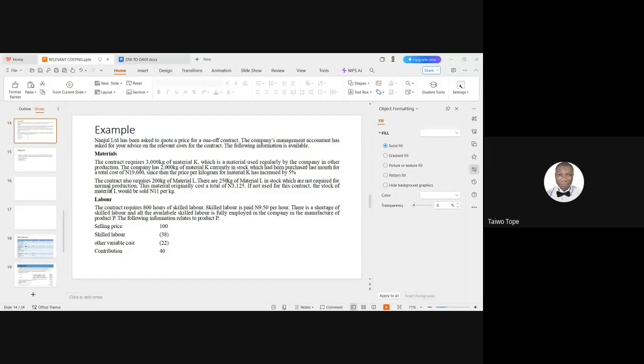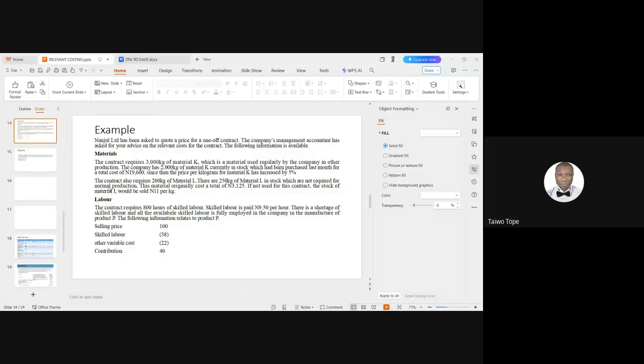Is it not 38? Try. 38 divided by 9 naira 50 kobo will give you the number of hours. So how many hours have they worked that you are paying them 38 naira? 4 hours. That's 4 hours.